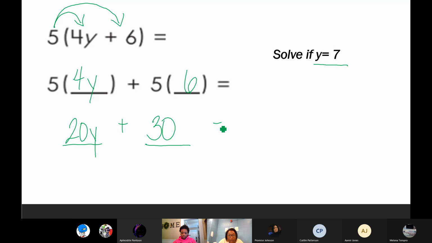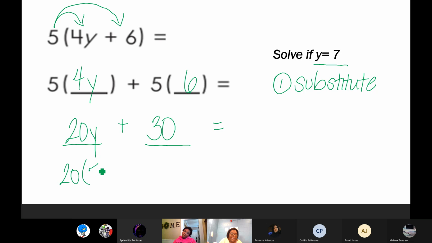So now we need to solve this equation. Please write this down. This is the same thing we've been doing for a while. Our first step here is going to be to substitute. In other words, anywhere where I see that y, I'm going to substitute it for 7. So 20 times 7 plus 30.